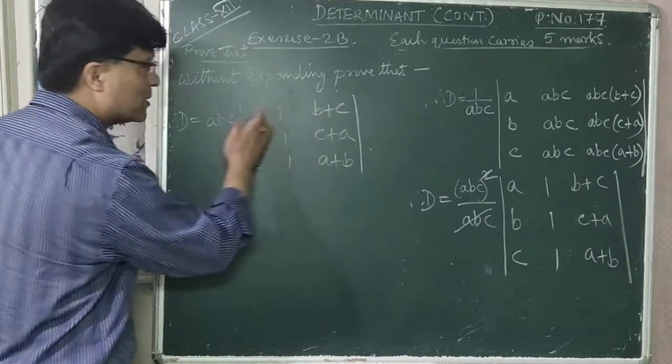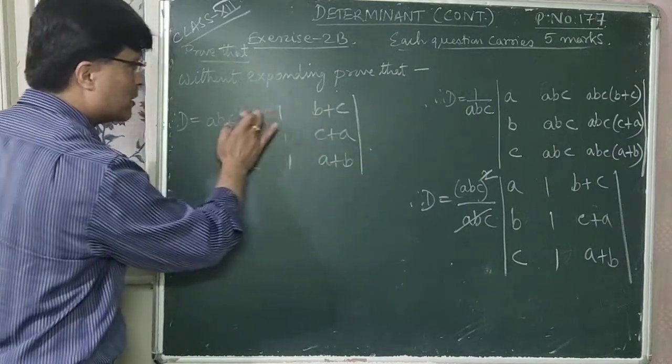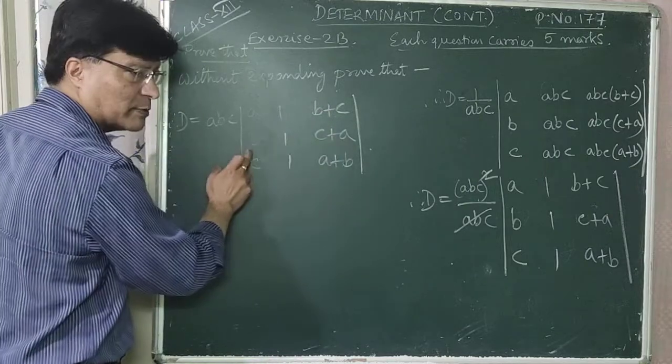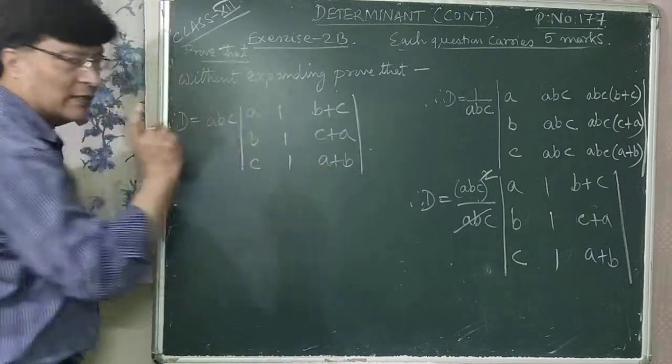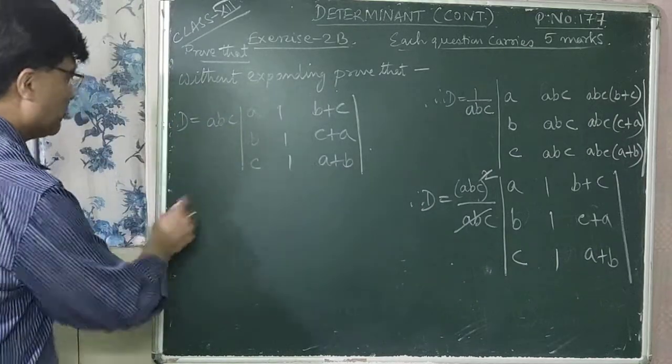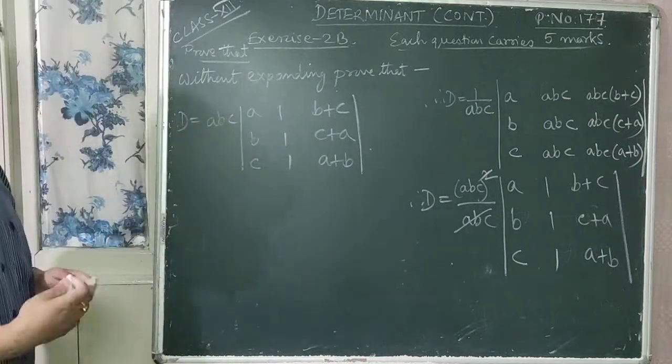We can do C3 plus C1, isn't it? What is C3 plus C1? A plus B plus C. C plus A plus B is also A plus B plus C. This is also A plus B plus C. Correct? So let us do that, and you can take that common A plus B plus C. Okay?